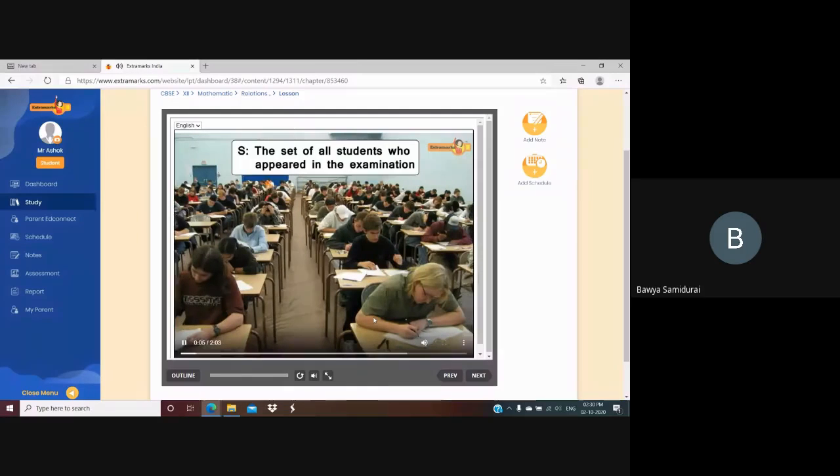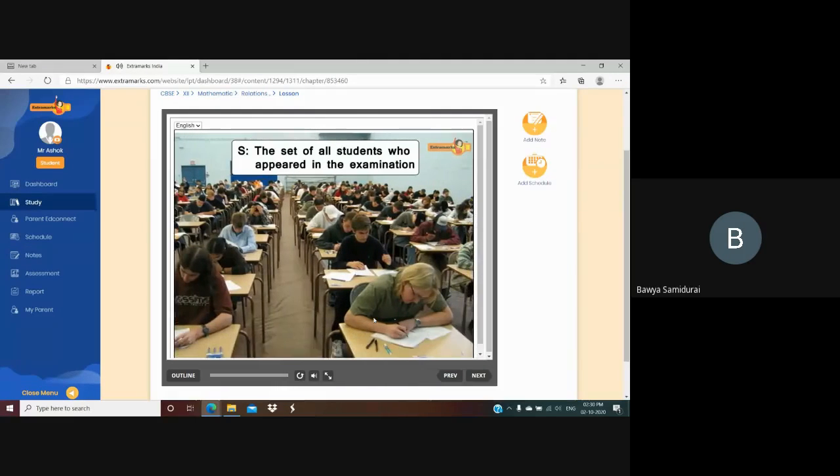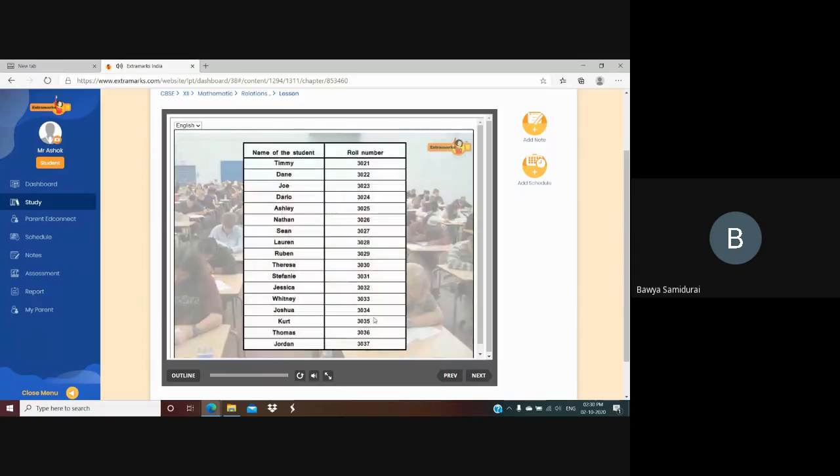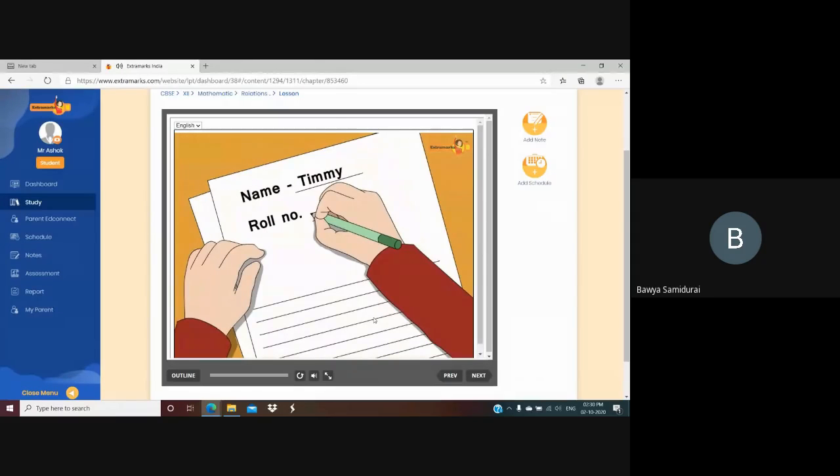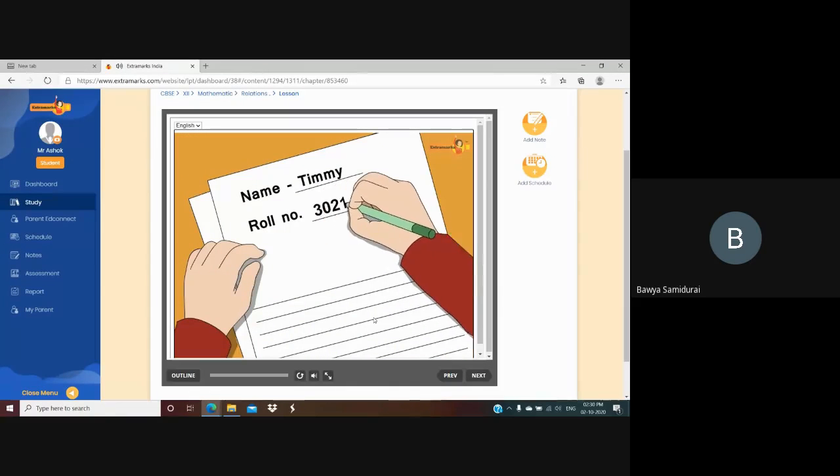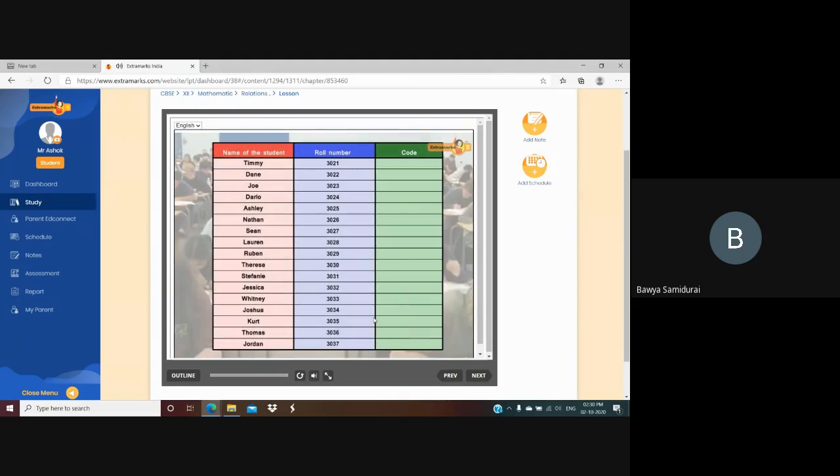Consider a set S of students who appear in the examination. Each student appearing in the examination is assigned a roll number at the examination board. During the examination, students have to write their roll numbers on the answer sheet. In order to have confidentiality, the examination board effaces the roll numbers of students on the answer sheets and assigns a new code number to each roll number.